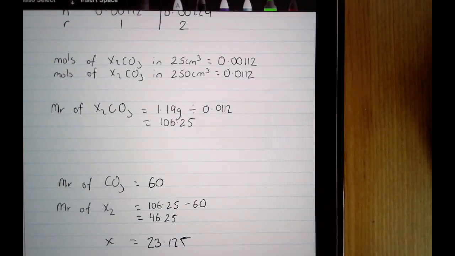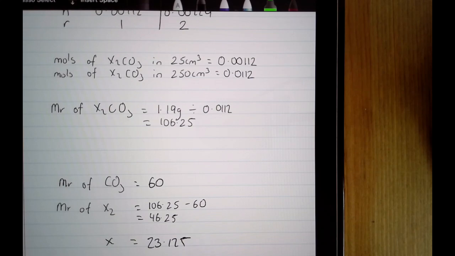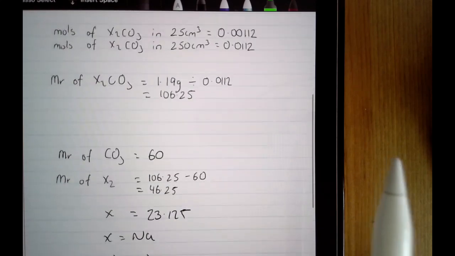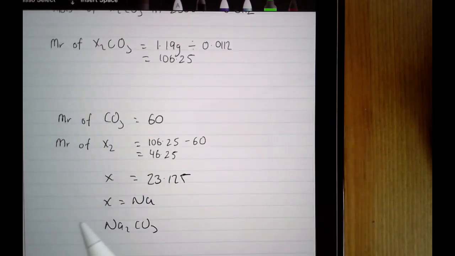If I go to my periodic table and I'm looking for a metal that has a +1 charge, because I can see from my formula that X should have a +1 charge, a metal with a +1 charge that has a formula mass of 23, and the answer is sodium. So sodium, it's not 23.125, it's slightly off, but sodium is the metal that is closest to 23.125. So sodium is going to be my unknown metal, therefore my unknown carbonate is sodium carbonate.